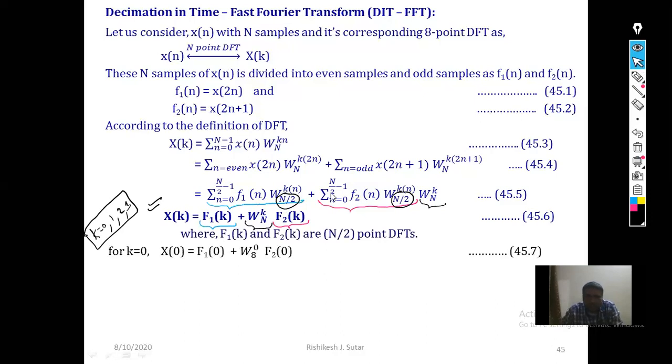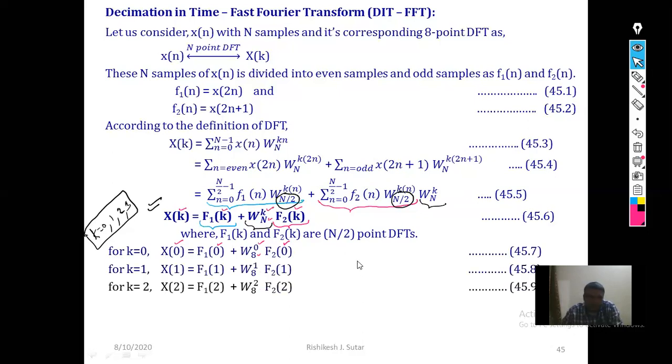So let us put the different values of k. Let's say put k equal to 0. If you compare this, so this is k, and I have written here x of 0. If we compare this f1 of k, I have written here f1 of 0, this k, and this 8. So I can write here w8 0, and this f2 of k, I can write here f2 of 0. So similarly, I can write all the values of k. Just like this, k equal to 0. In the similar way, I can write k equal to 1, k equal to 2, and k equal to 3.